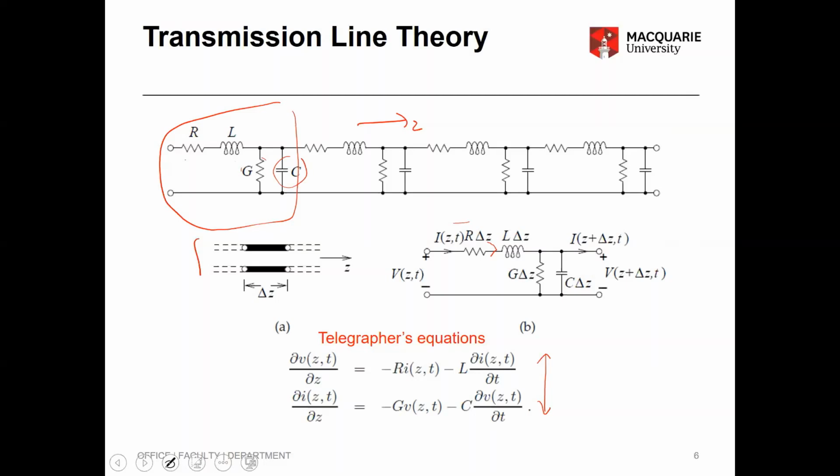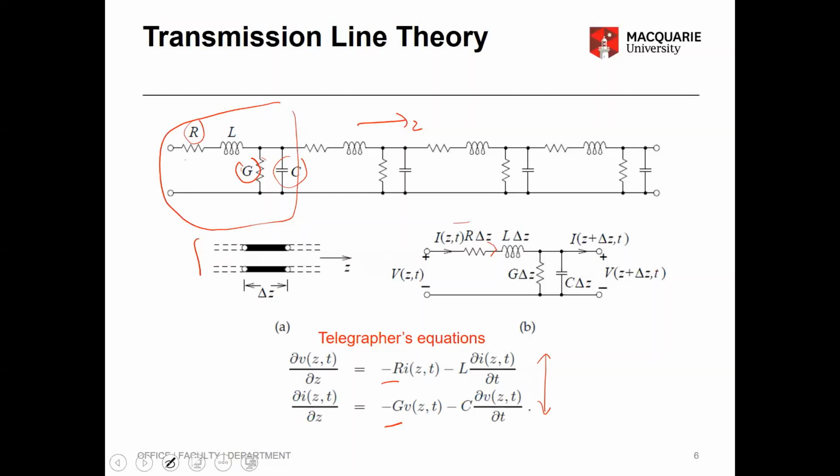Now, one other thing that I should tell is, in a lossless line, that means R and G are 0. Resistance is 0 means there are no losses, so it becomes L and C. So that's the ideal lossless line. Usually, even in copper, a wire, R and G values are very small. So the conductance and the resistance are quite small. Just keeping that in mind, we'll go further.